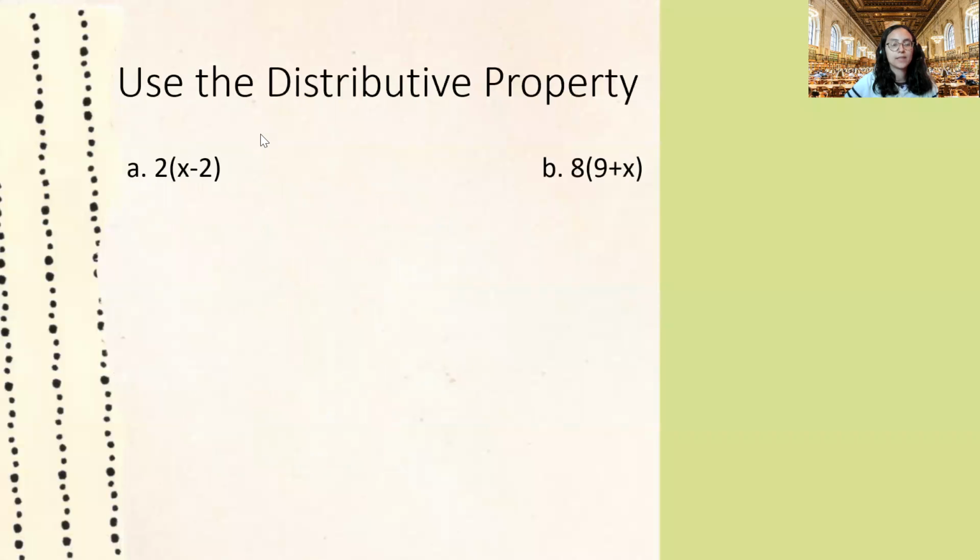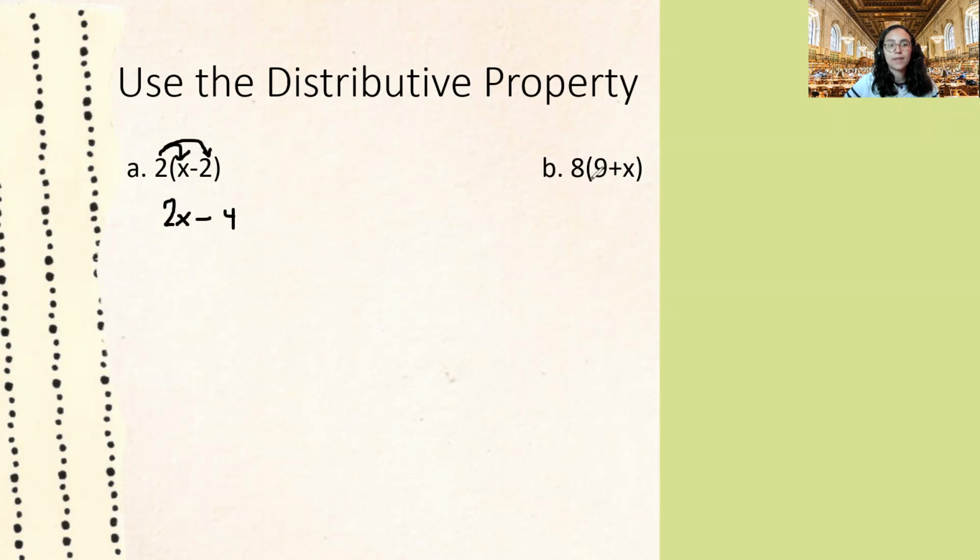So here we have an example where we're asked to use the distributive property. So for A, I have 2 times and then x minus 2 in the parentheses. So I'm going to distribute the 2. So I'm going to multiply 2 times x and then 2 times 2, and I have to carry the sign. So 2 times x will be 2x minus, well, this is a positive, this is a negative, so my answer will be negative. So 2 times 2 will be 4. Okay, so this is when we distribute the 2 into this difference, x minus 2.